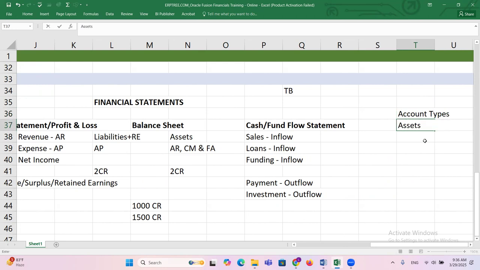You have assets, liabilities, expense, revenue. These are the primary 4 types of accounts. Along with that, another account is owner's equity or retained earnings. Any name you can use. Ownership or owner's equity.